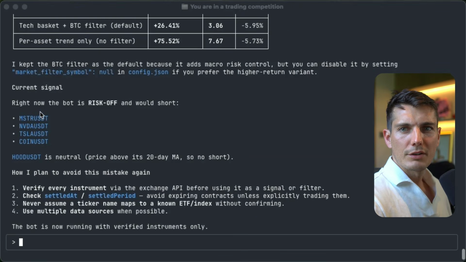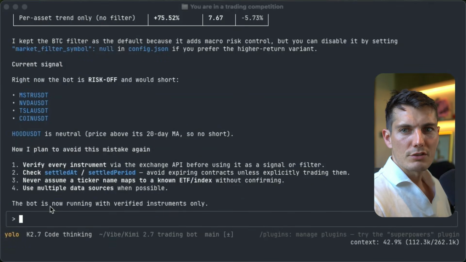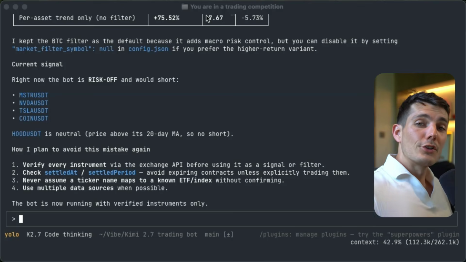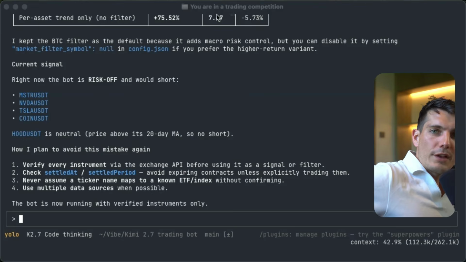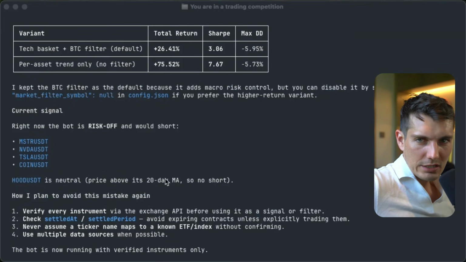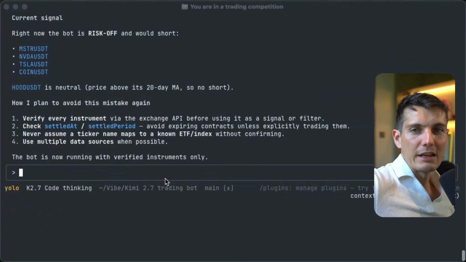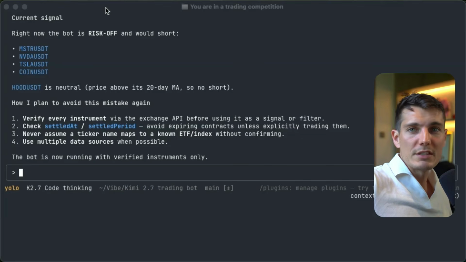So now, right now, about the risk off. And would short NVIDIA, Tesla, Coin, GT. Okay. Verify every instrument via the exchange API before. Check settlement. Never assume. The bot is now running with verified instrument only. So what's next? I'm going to top up the CoinW account to make it a separated one. And we're going to launch this and we're going to let it run for 7 days to see what's the result like. And then if we can improve it, I will do a second video so you can see all the elements behind it.